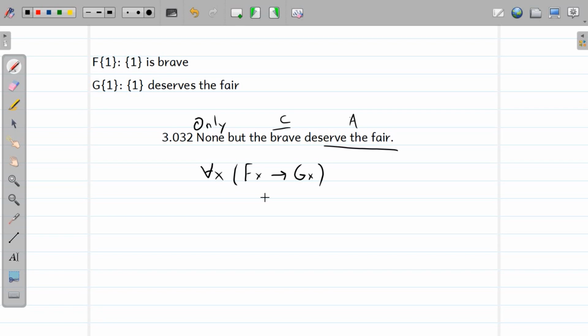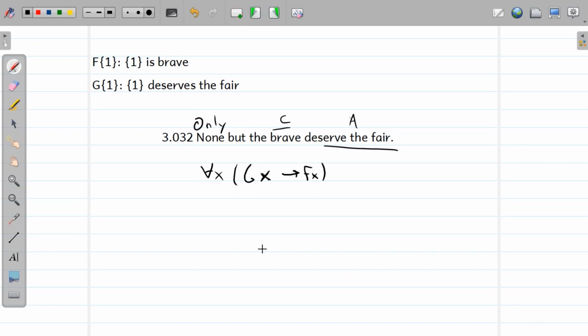Do I have it mixed up? I was seeing worried hands go up, and that usually means I screwed something up. Okay, so the antecedent is deserves the fair, just GX, then FX. Okay, is that right now? Okay, good. I like it when the sentences start with the same letter as the variable, because then I don't have to remember which is which.